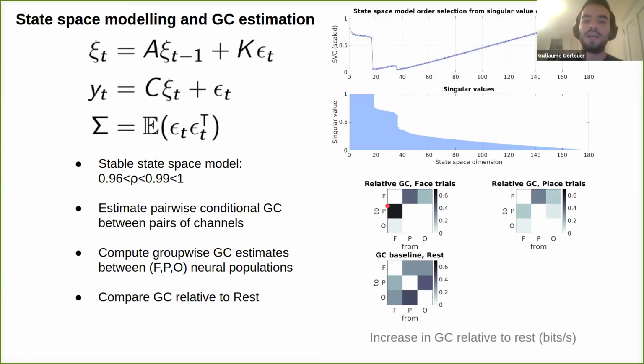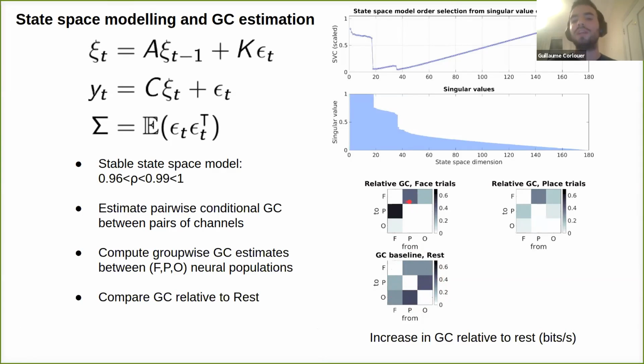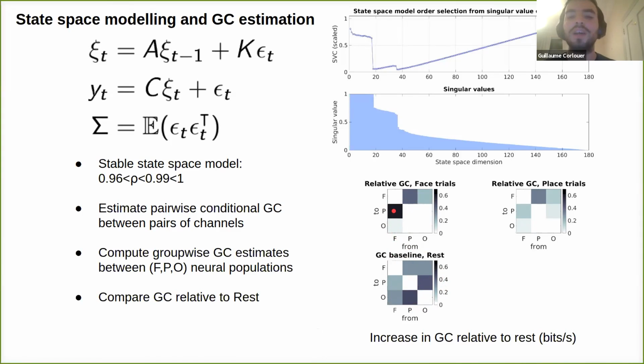So here in this figure, I have reported our estimation of groupwise Granger causality between groups of face responsive population, place responsive population, and other visually responsive population. During our baseline, the resting state, we see some non-trivial information flowing between distinct groups of visually responsive populations. And crucially, when face trials and place trials happen, we see an increase in Granger causality relative to the resting state from the face responsive population to the place responsive population.